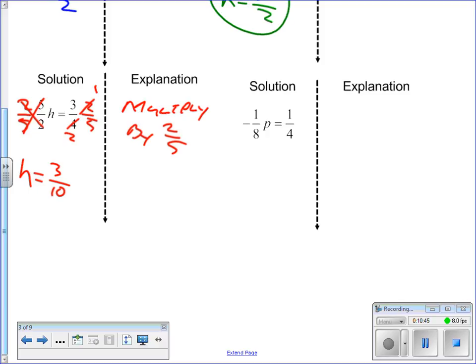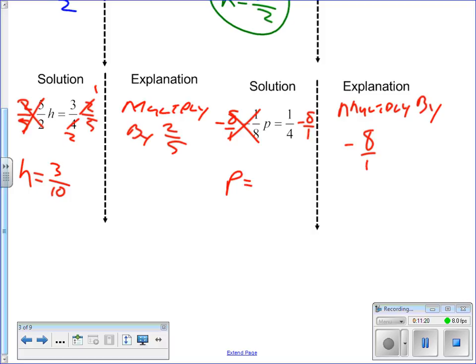Okay. So this one's a little bit different, but it's not bad. Multiply by, what's the reciprocal on this one? Negative 8. And I might want to make it 8 over 1 just to make the reduction easier. Does that make sense? And it has to be negative because my original number in front of the variable is a negative, so I have to multiply by a negative. So I had negative 8 over 1 times negative 8 over 1. Those cancel, I get p.